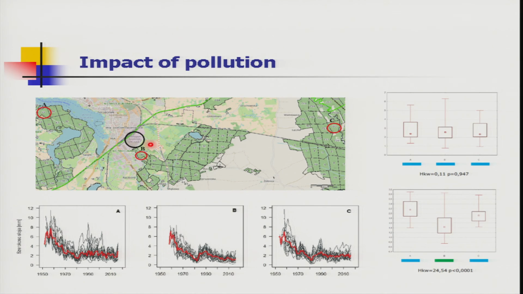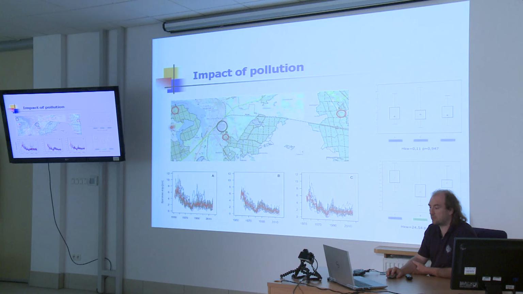Another example, this time human activity, so impact of the industrial pollution. We've got the company that produces veneer, and a lot of dust is created by this factory, and we analyzed whether it influences or not the growth of Scots pine.